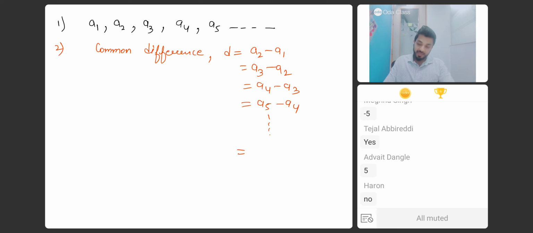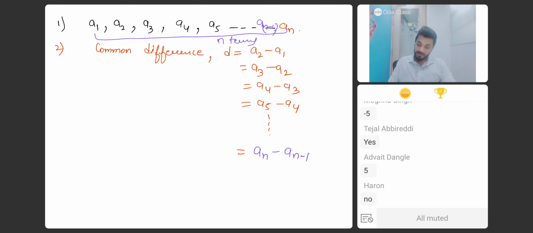Similarly, suppose we have n terms in this sequence, so an will be the last term. We have n terms. There are n terms, right? So the last term would be an, and the second last would be an minus 1. Obviously, if the last term is an, then the second last can be written as an minus 1. Similarly, we can calculate the common difference using the last two terms, an minus an minus 1. So this is also how we can calculate the common difference.